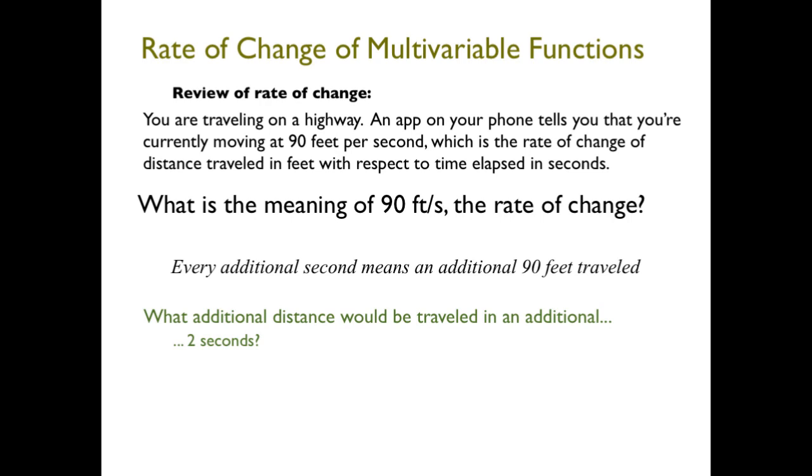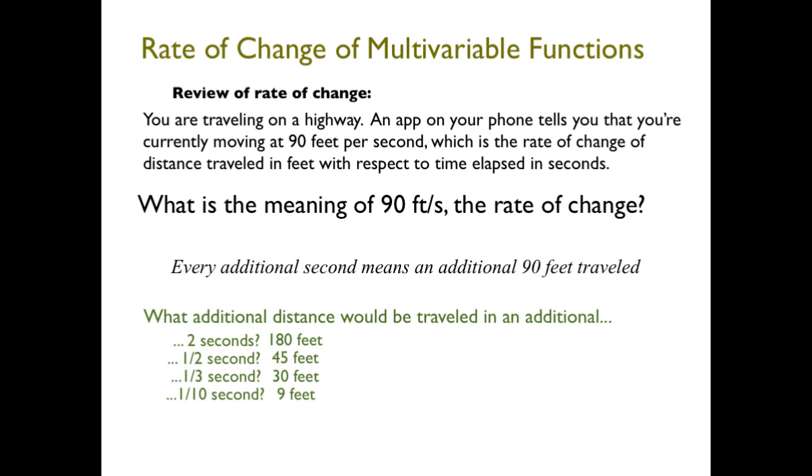See, you know more than how far you go in 1 second. You know how far you would go in 2 seconds. You go 180 feet. You know how far you go in half a second. How far would you go? 45 feet. And in a third of a second, 30 feet. And in a tenth of a second, 9 feet. See how much more you know than that you'll go 90 feet every second?